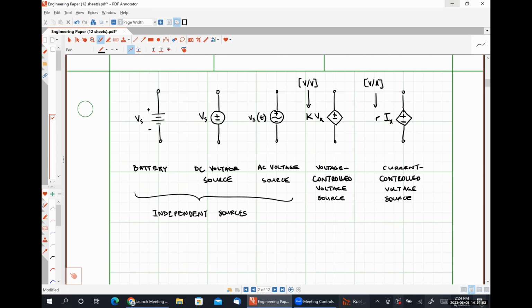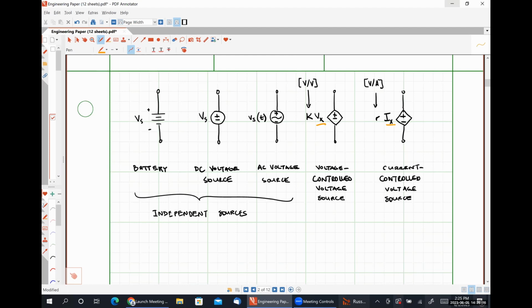So the only way to tell the difference between a voltage controlled voltage source and a current controlled voltage source by looking at them is to look at whether or not there is a voltage or a current controlling the amount of output of the source, right? The symbols are identical. Okay.